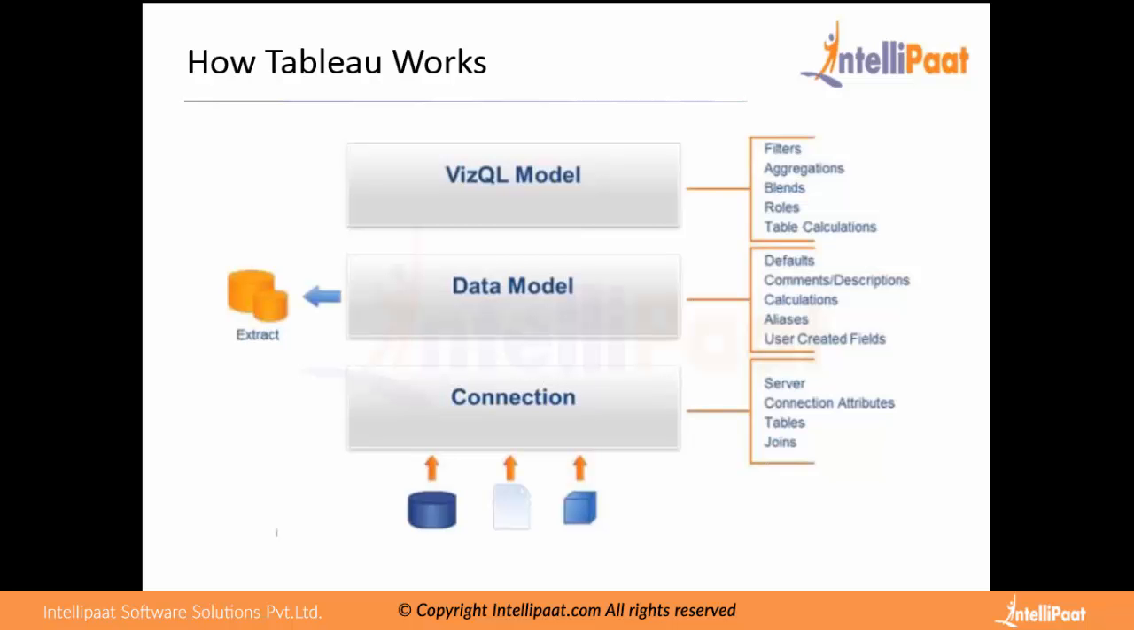One is live connection, the second is Tableau data extract. If it is a Tableau data extract, this data model will directly talk to the extract part. If it is a live connection, it will come to the connection section where we'll have server information, table information, the join conditions which we have defined, the connection attributes, all the metadata related to database connection will be placed in the connection layer. And this connection layer will talk to your database, data mart, flat files or cube data sources. So these databases will give inputs to the connection layer, which will give inputs to the data model, which will give inputs to the VisQL model.